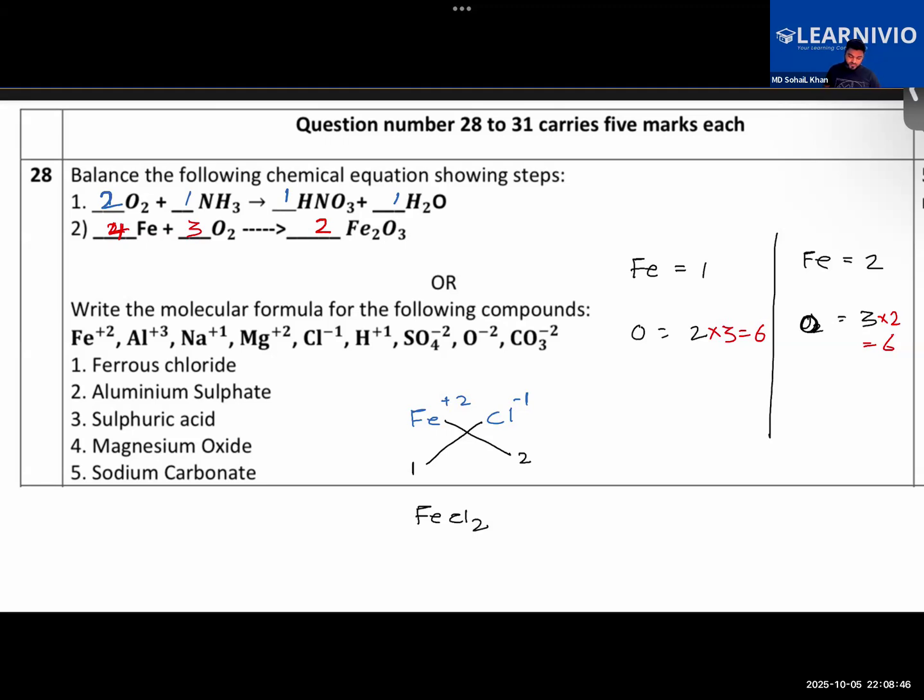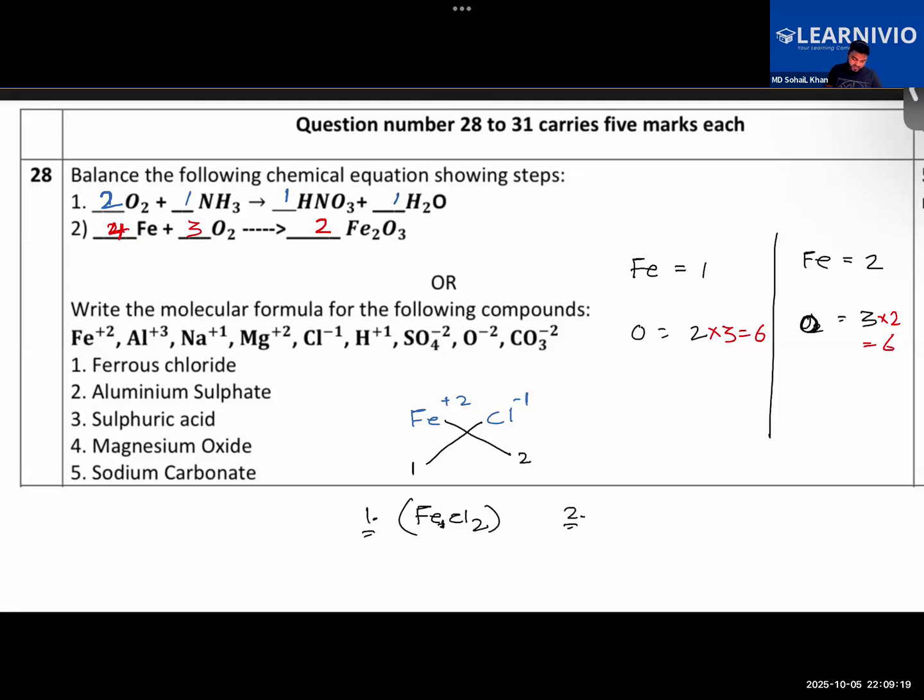See, we are not going to write the minus sign here. Basically, 1 comes at the foot of iron and 2 goes to the foot of chlorine. So that becomes FeCl2. Instead of writing Fe, we can write Fe1Cl2. The 1 is understood if there isn't anything there, so the 1 is hidden. So that is FeCl2 for question number one.